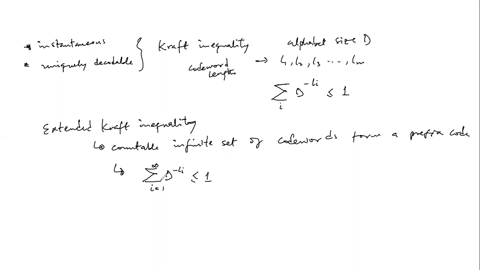And conversely, given any code word lengths L1, L2, L3, all the way, satisfying the extended Kraft inequality, we can actually construct a prefix code with these code words. So there's a possibility of constructing a prefix code with the code words.